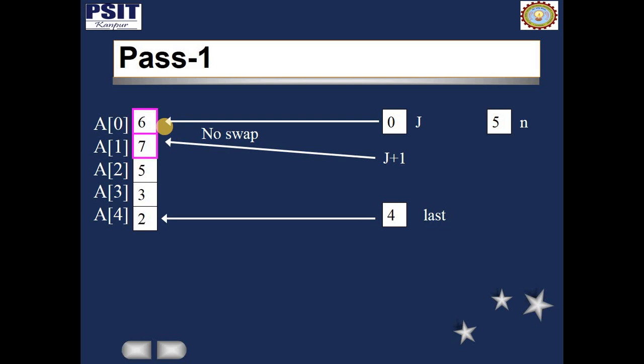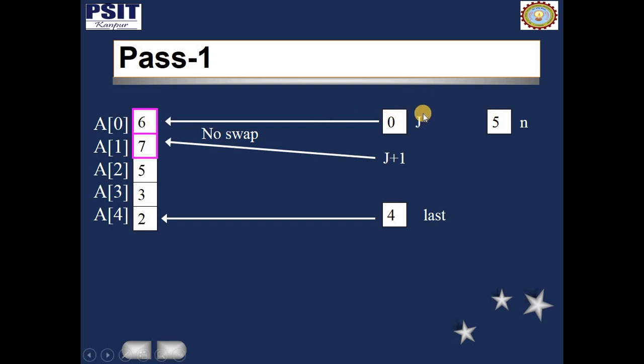Then there will be 2 loops. One loop will use the counter variable i, and that is for passes. As I have told, there will be n minus 1 passes, so the i loop basically represents the passes. So i equal to 1 means first pass, right? So pass 1. What happens in pass 1?